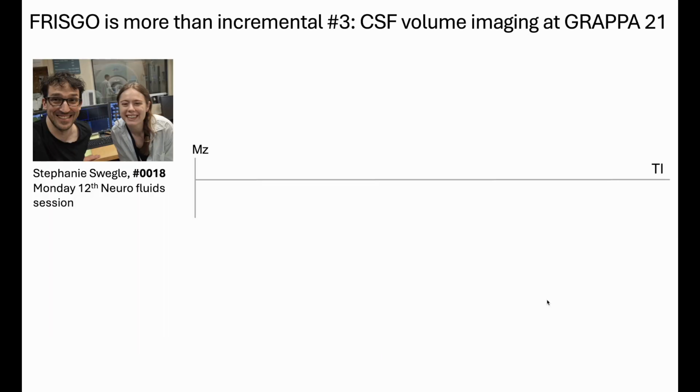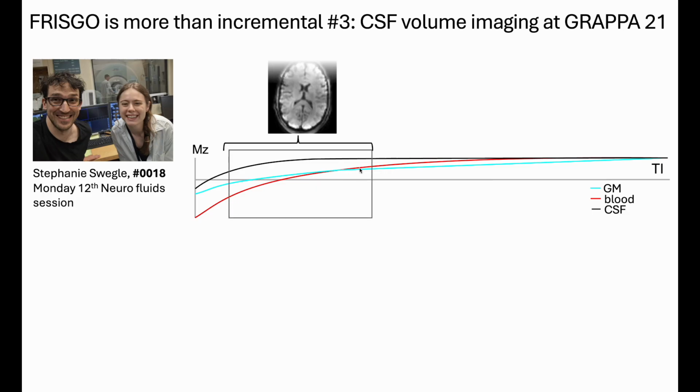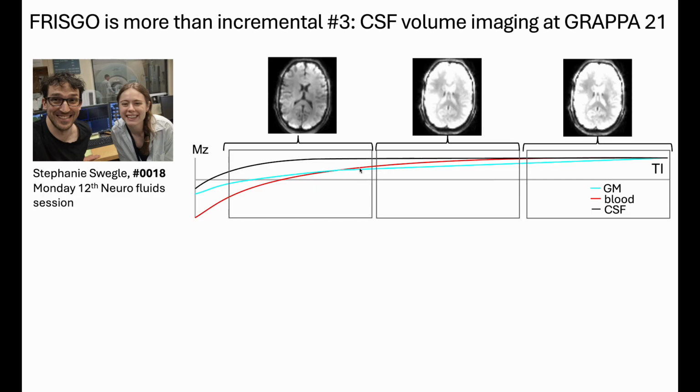Applications of FRISGO at lower resolutions allow us even to go to GRAPPA 21, here with Stephanie, looking at CSF volume changes. And with conventional whole brain EPI, we cannot really capture the CSF-specific T1 relaxation that's different across the different compartments before everything is going back to equilibrium.